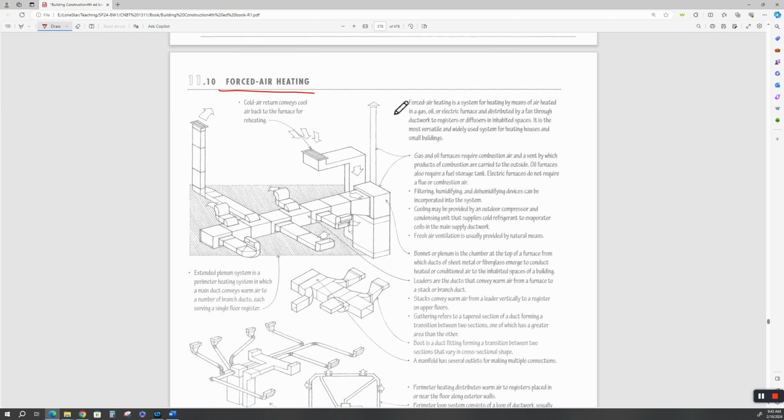All right. So in this case, you've got a furnace. You've got an air return. You've got to return that air. You've got to supply the air. You don't want your air supply to be so close to your air return that you create a short circuit.